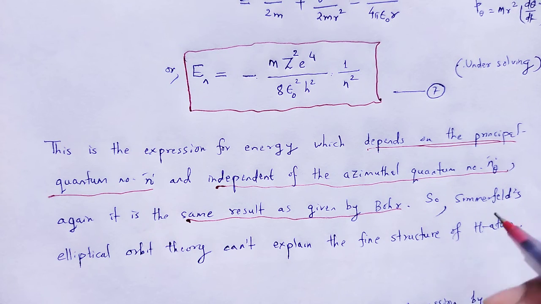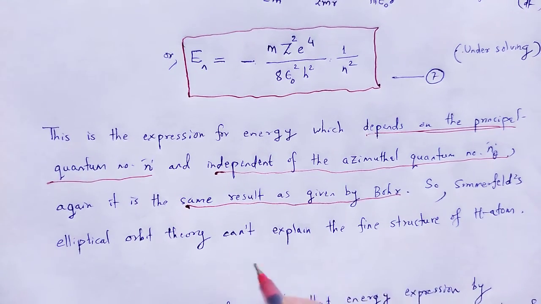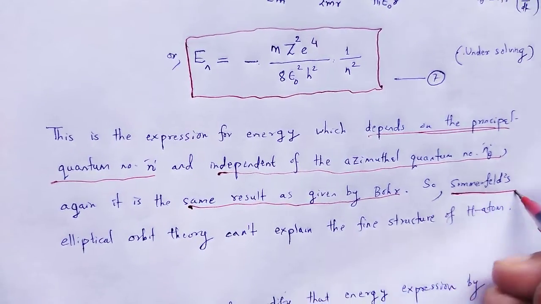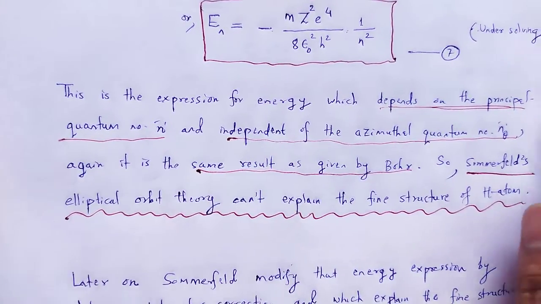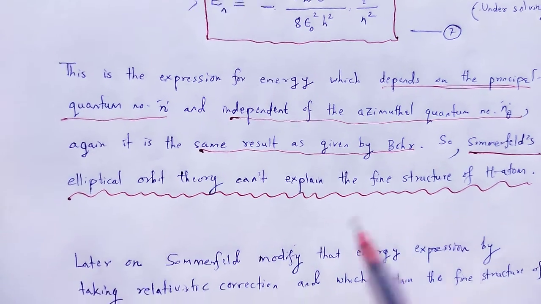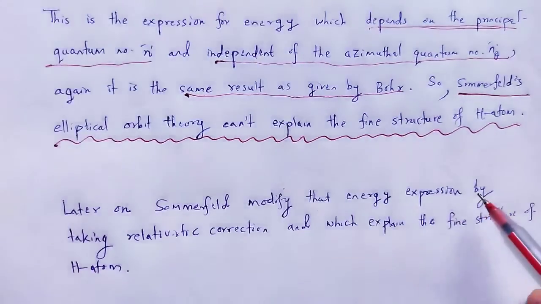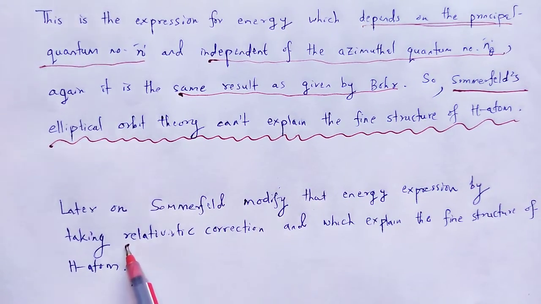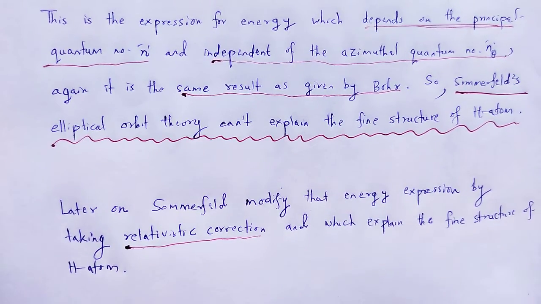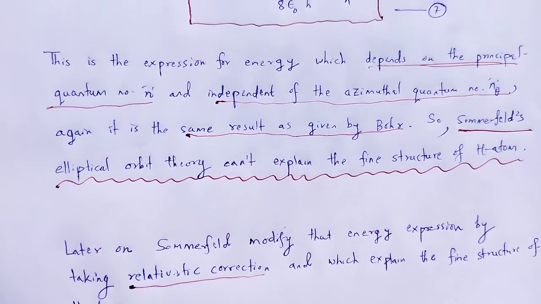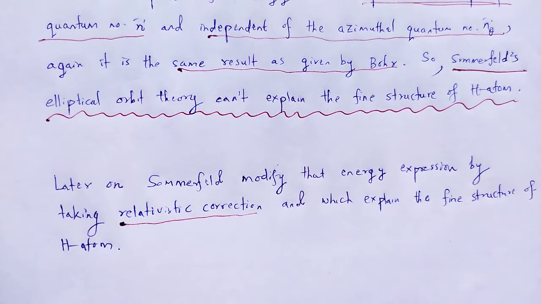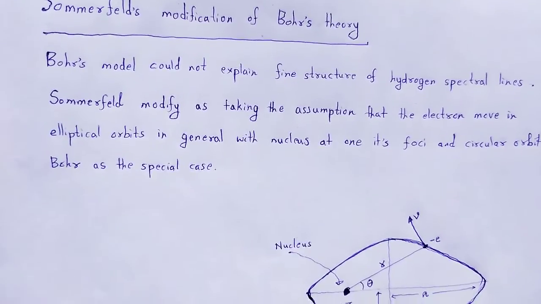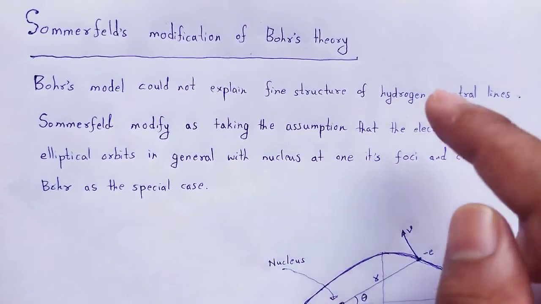So Sommerfeld's elliptical orbit theory can't explain the fine structure of the hydrogen atom. But later on, Sommerfeld modified that energy expression by taking a relativity correction, and again he showed the expression for energy, which can explain the fine structure of the hydrogen atom. So with the help of this video lecture, we understand the concept of Sommerfeld's modification of Bohr's theory.